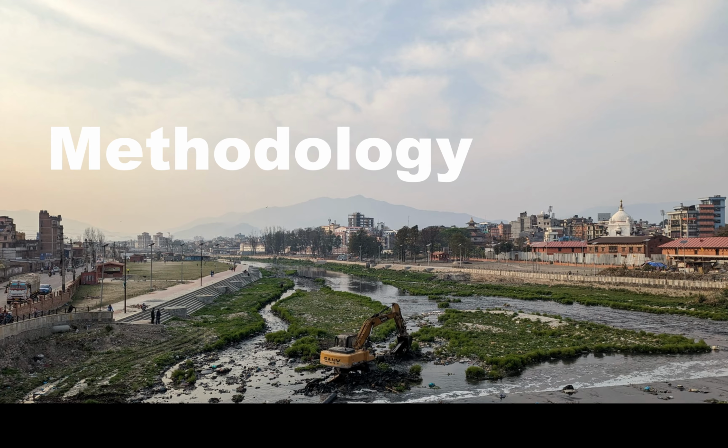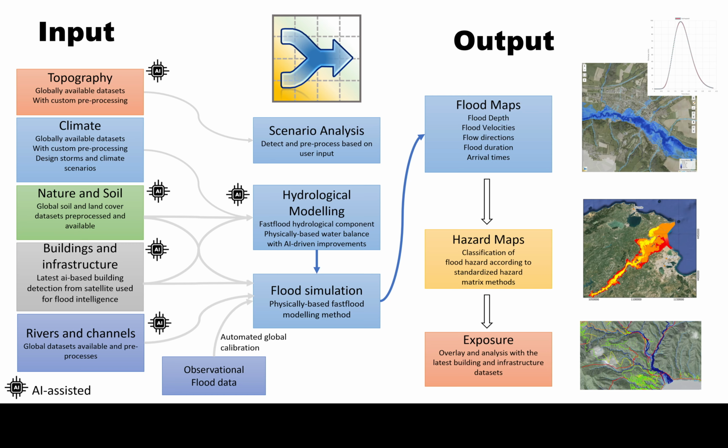Now, there's mainly 3 parts to that. The first one is the input. We do a lot of pre-processing at a global scale for detailed input data sets. So we make sure they're pre-prepared and ready for the user to use in a model domain of their choice. And that includes things like topography, so the elevation of the landscape, climate, both historic precipitation data as well as climate change scenarios, information about the nature, presence of forests and shrubs and agriculture, but also the soil itself and how much water is going to infiltrate into the soil during such an event.